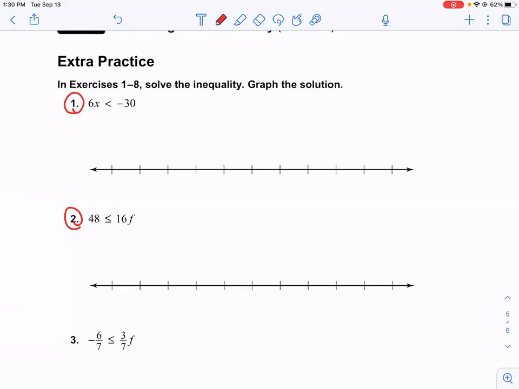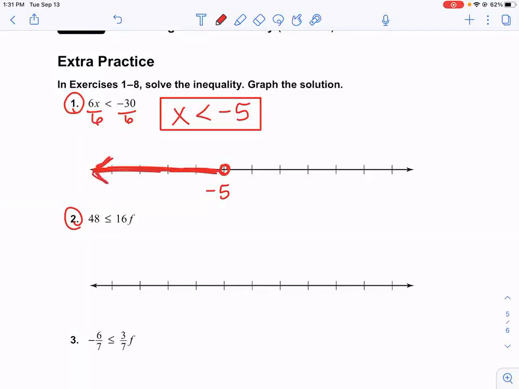Maddie, what are we doing in number 1? We have to divide by 6. So we get x is less than -5. So at -5, Anna, closed circle or open circle? Is Anna right? Open circle? Okay. And x is less than -5, so we're going to go less than, open circle.